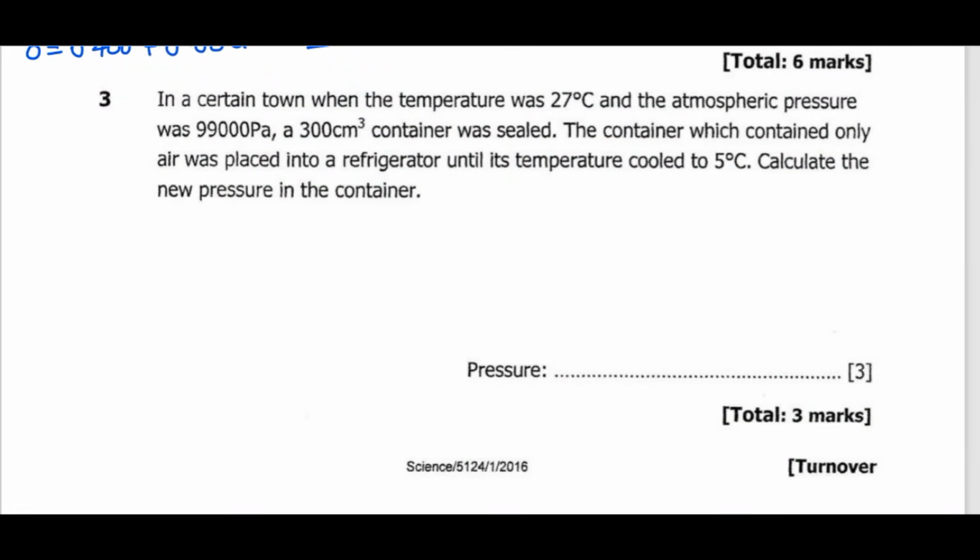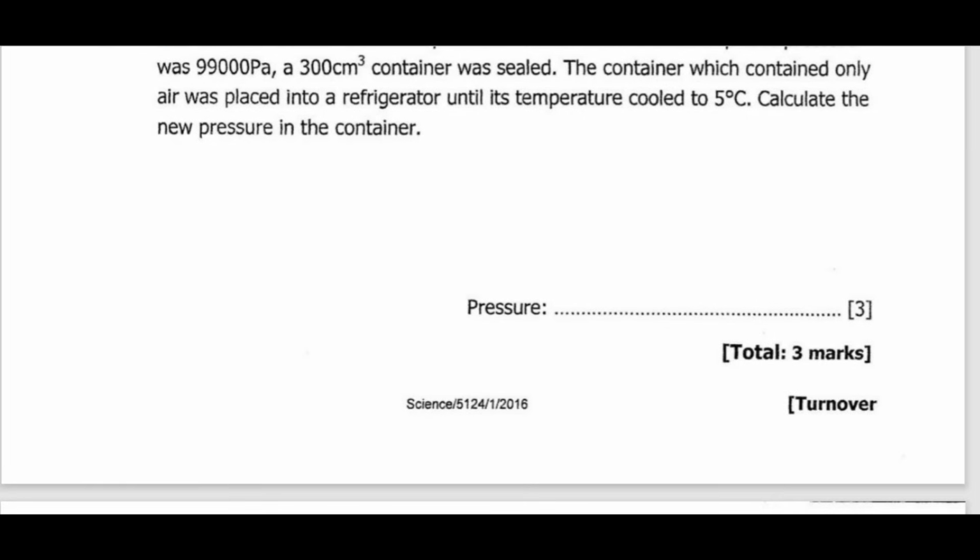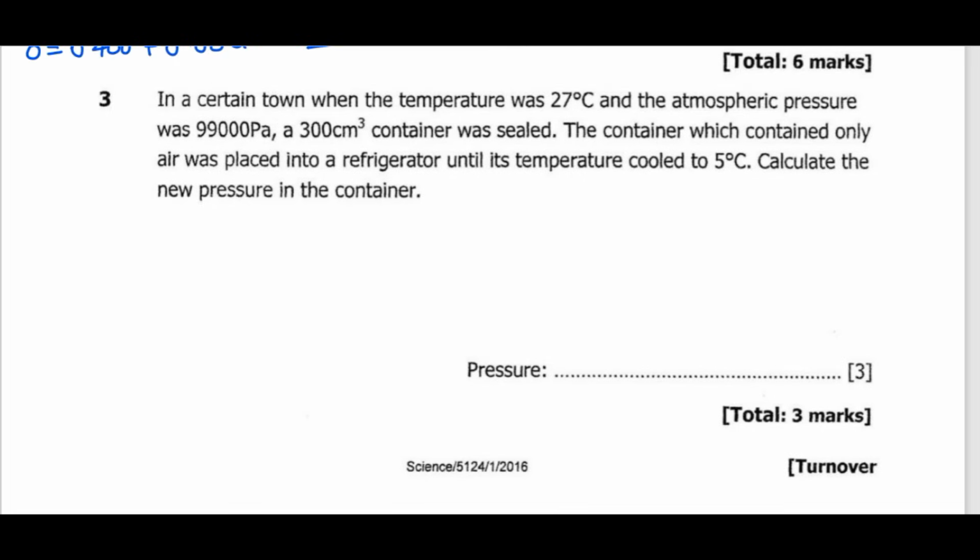Then we move on to question 3. In a certain town, when the temperature was 27 degrees Celsius and the atmospheric pressure was 99,000 Pascal, a 300 cubic centimeter container was sealed. The container, which contained only air, was placed into a refrigerator until its temperature cooled to 5 degrees Celsius.